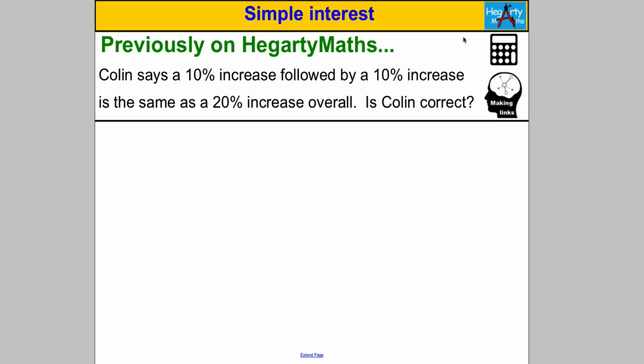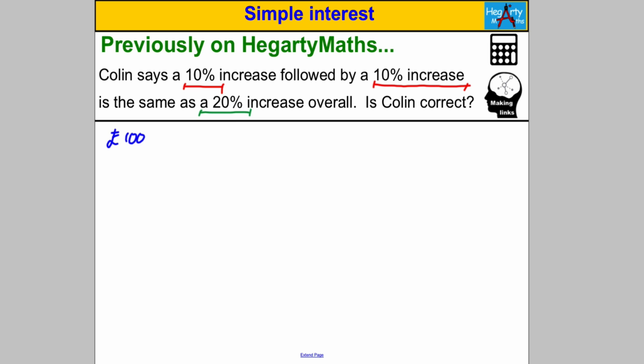Colin says a 10% increase followed by a 10% increase is the same as a 20% increase overall. Is Colin correct? Well, we talked about that previously and actually showed that Colin's not correct. And we said, imagine Colin has £100 to start with. Now, if we first show how much he's got with a 10% increase and then a 10% increase and compare it to starting with £100 and getting a 20% increase, that will show us if the two are the same.